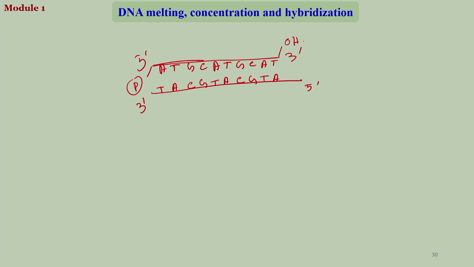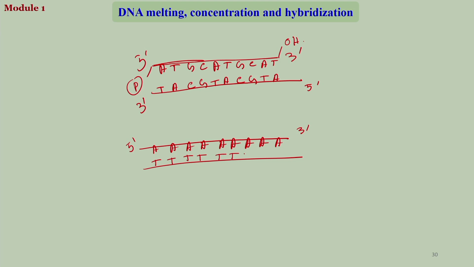Now, depending upon the sequence of the DNA, DNA has different strengths. For example, if I just take a DNA which is all AT, A, 5 prime, 3 prime, T, 3 prime, 5 prime, and so we are talking about two properties of DNA, that is called DNA melting and DNA hybridization.